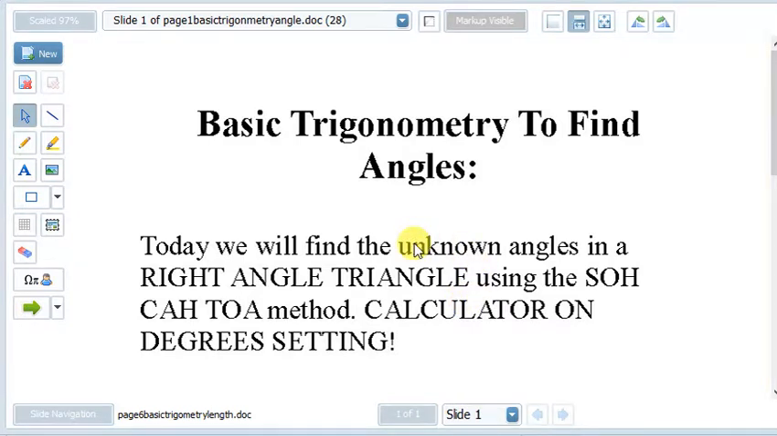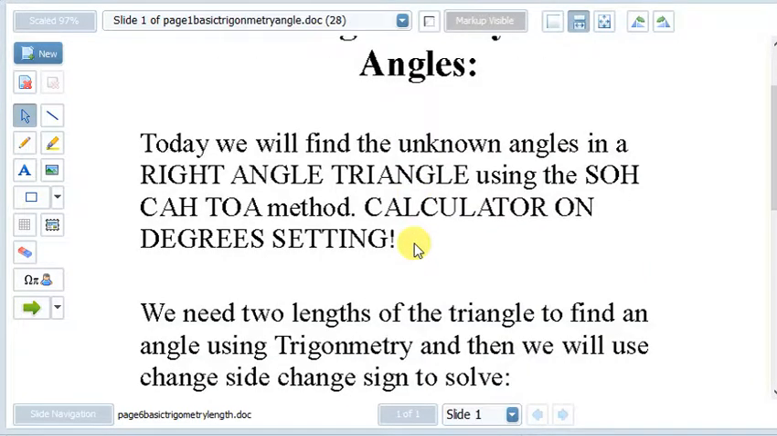Hello and welcome to our lesson on working out an angle using basic trigonometry. Today we will find the unknown angle in a right angle triangle using SOHCAHTOA.